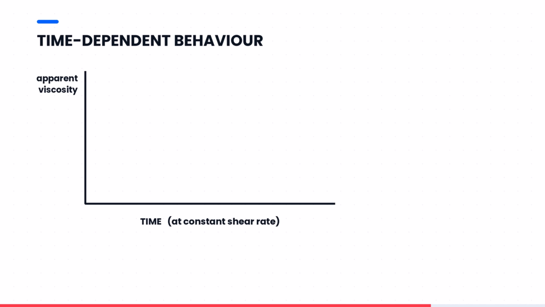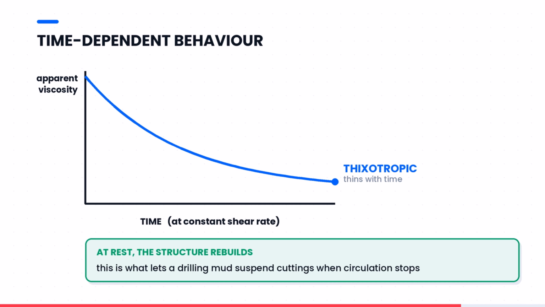One more twist. Some fluids change with time, not just with shear rate. Hold the shear rate constant. If the viscosity keeps falling, the fluid is thixotropic. Drilling muds and many paints do this. Leave them at rest, and the structure rebuilds. That is what lets some muds suspend drill cuttings when circulation stops. The rare opposite, viscosity rising with time under constant shear, is called rheopectic.